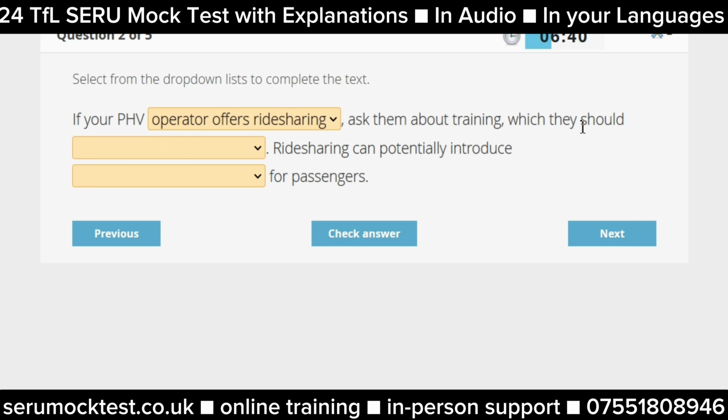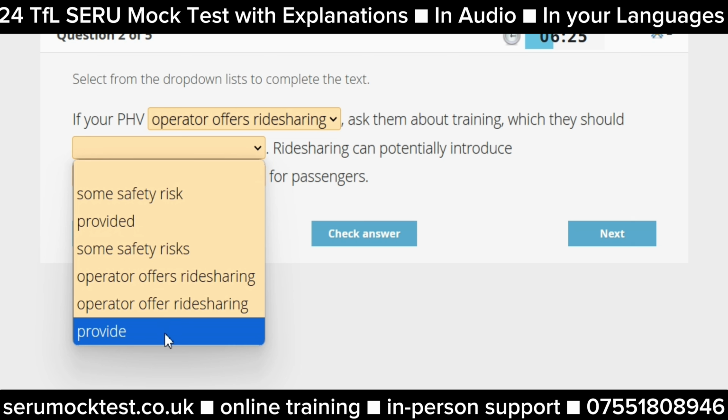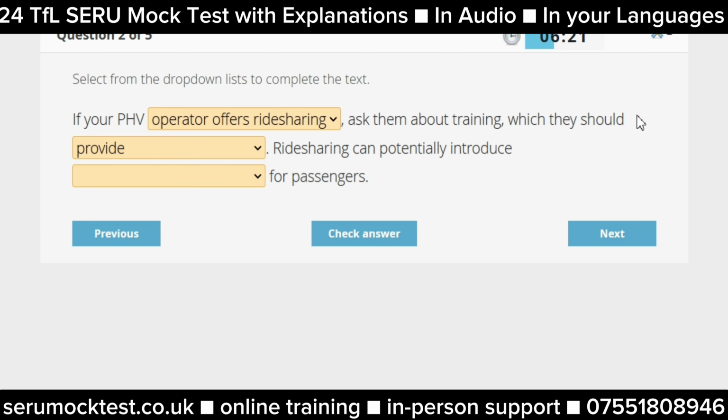Ask them about training, which they should. Again, this is a modal verb. Should is a modal verb, and after that we're expecting the present or base form of the verb, which they should provide. Which they should provided cannot be correct. If there's a be after should, then it would be provided.